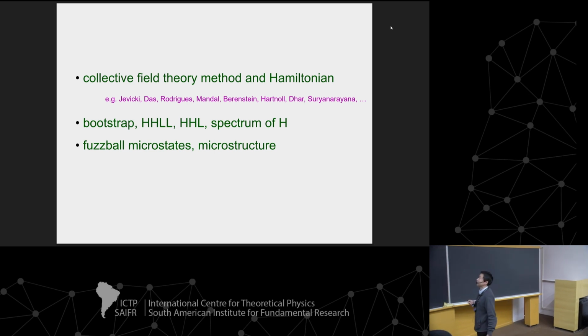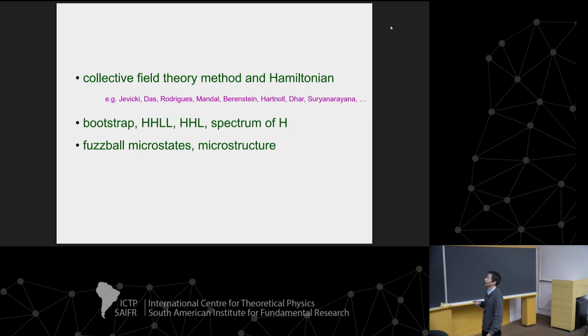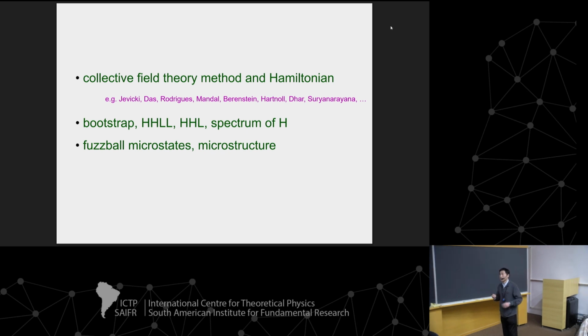Yes, the island and the wormhole play an important role in the information problem, and the fuzzball is also very interesting for understanding the details of the microstructure. And these approaches are related to each other.